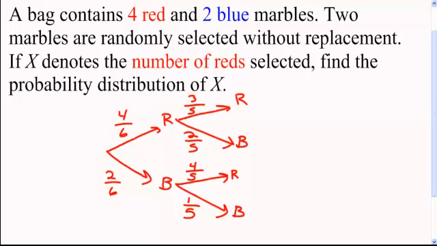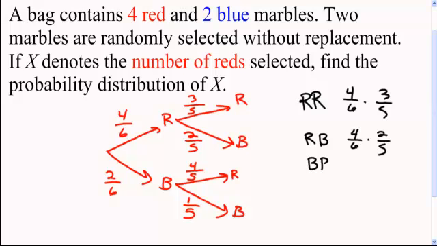So all of the possibilities that can occur are: a red and a red, which is 4/6 times 3/5. A red and a blue is 4/6 times 2/5. A blue and then a red is 2/6 times 4/5. Or a blue and a blue is 2/6 times 1/5.